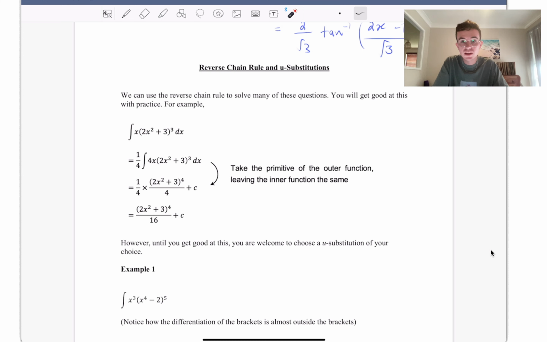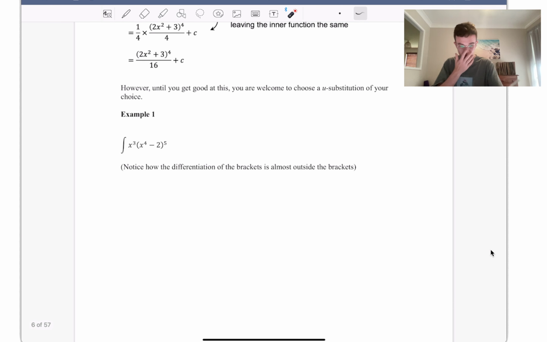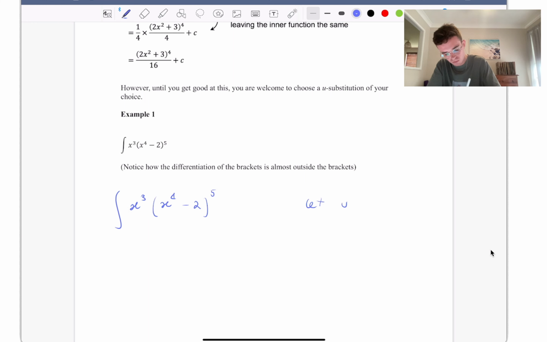However, until you get good at this, you're welcome to use a u-substitution, which I'm going to in all of these examples. So the integral of x cubed times (x to the 4 minus 2) to the 5. The way you know it's in the form of the reverse chain rule is if the thing outside the brackets has a power or an order 1 less than this one. Now we're going to let u equal x to the power of 4 minus 2. In extension 2, I purposefully show you how to use u-substitution even when you're not given the substitution to wheel you in for extension 2.